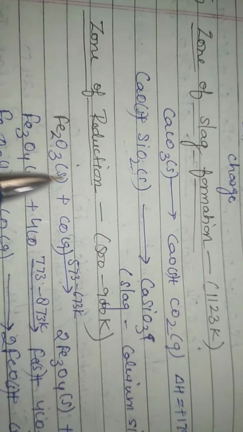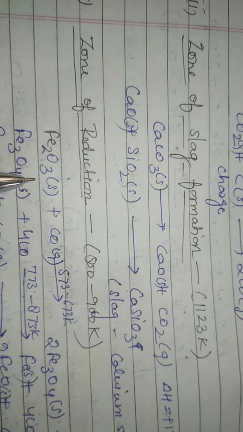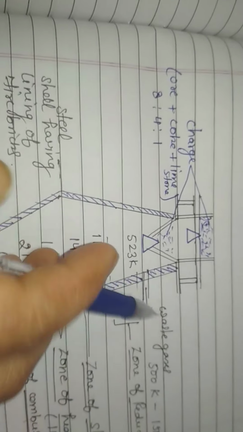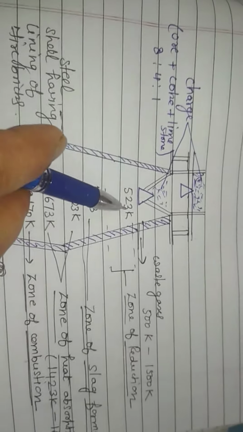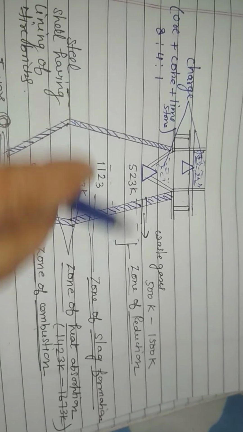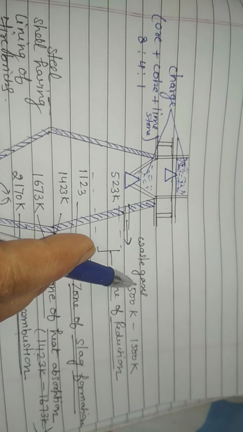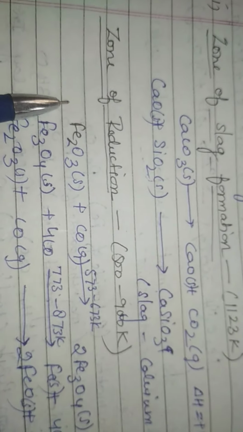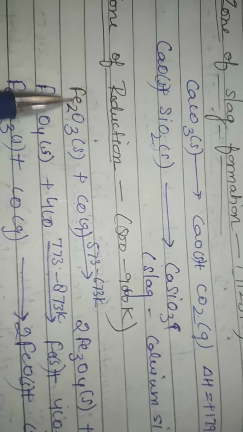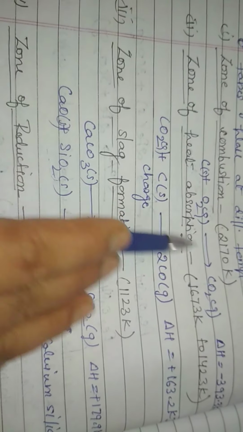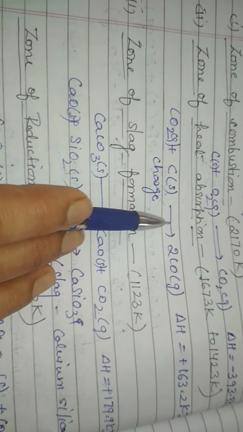Now the next zone is the zone of reduction. In the zone of reduction, that is the upper part of the furnace, as we are able to see in the diagram, the temperature would be around 523 Kelvin to 900 Kelvin. That is the zone of reduction. Around 500 to 900 Kelvin we have the temperature, at which, as we have taken the hematite ore, that would be reduced by carbon monoxide formed during the process, as the carbon monoxide is formed during the heat absorption process.